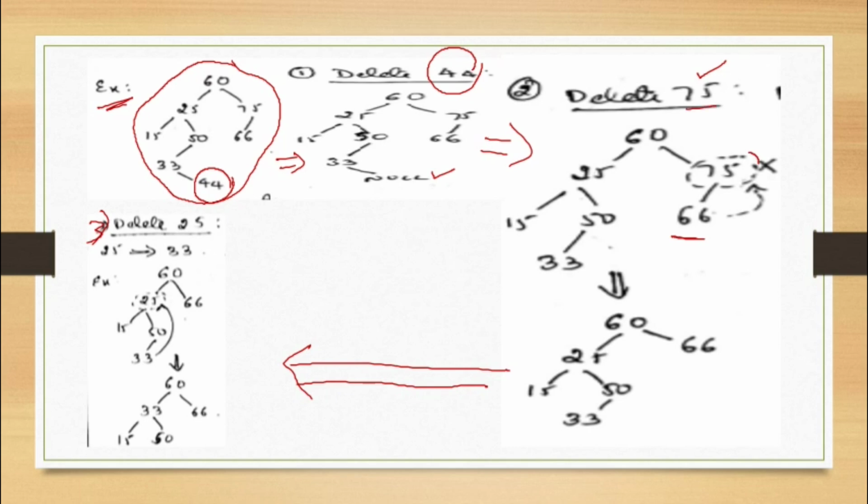So here they are asking you to delete 75, so you delete 75, and whichever child is there, in the place of the deleted element, you have to put the child. So that is what they are doing: they are deleting 75 and putting 66 in place of 75, as simple as that. Your updated diagram is in the next line. Now we are going to delete 25.